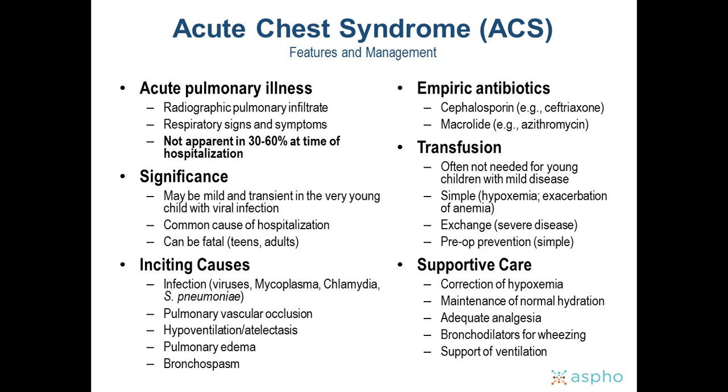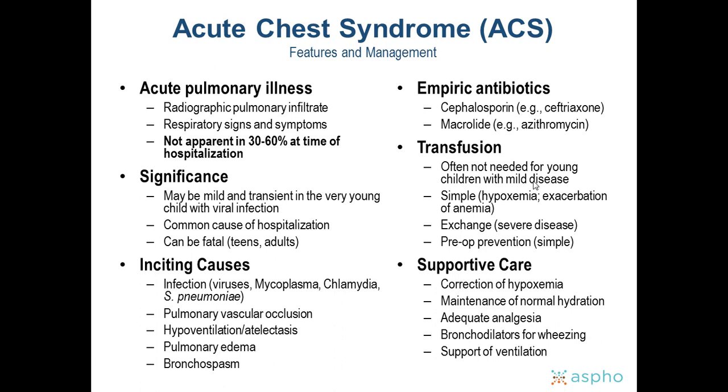And when kids and adults have acute chest syndrome, about 30 to 60% of the time it's not apparent at the time of hospitalization. Most of the time the kids that we see are young kids with transient viral infections that do okay, but it is a common cause of hospitalization, and it can be severe and progressive and fatal, especially in teens and adults. There are a number of inciting causes that we aren't good enough to differentiate on the individual patient basis, so there's empiric management with antibiotics, and then transfusion.